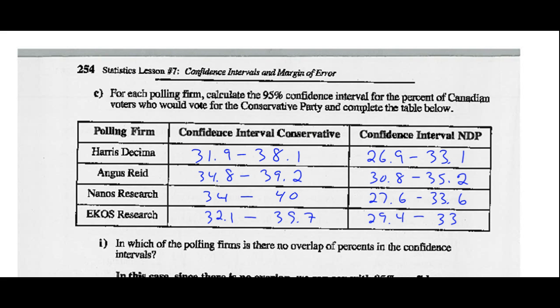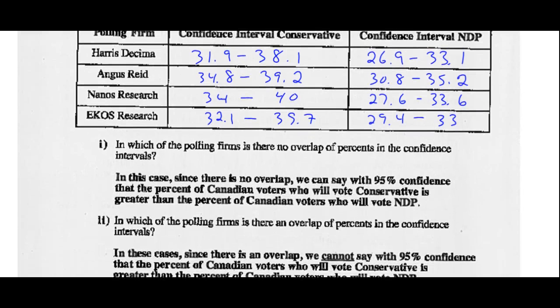All right, so we've got this table completed. Part 1, in which of the polling firms is there no overlap of the percents in the confidence intervals between the Conservatives and the NDPs? So we notice that the lower limit here is 31.9 and the upper limit here is 33.1, so there is an overlap with the Harris Decima one. Angus Reid also has an overlap. 34.8 is low here and 35.2 is the highest there, so there's an overlap there. EKOS also has an overlap. Lowest here is 32.1, but the highest here is 33. So the only one that has no overlap is the Nanos Research.